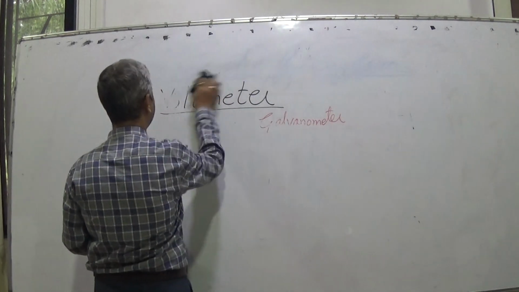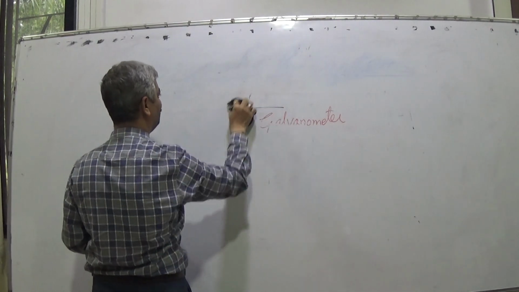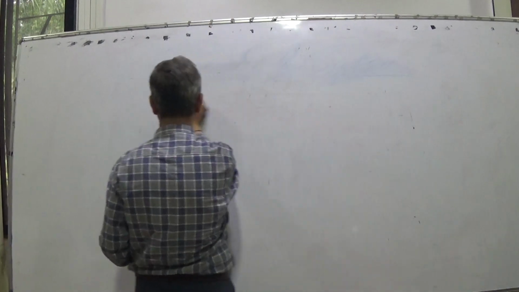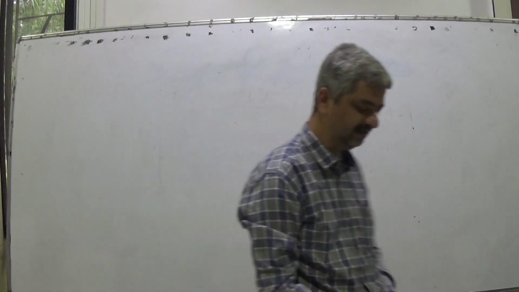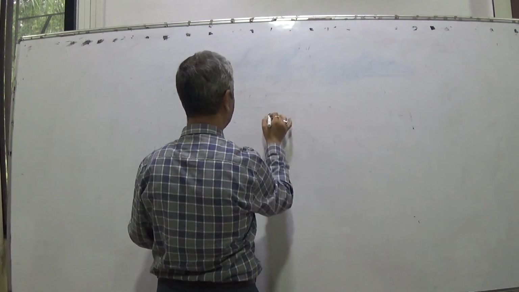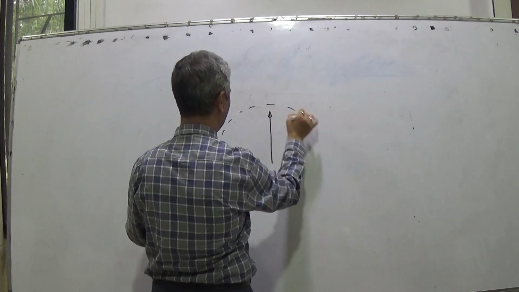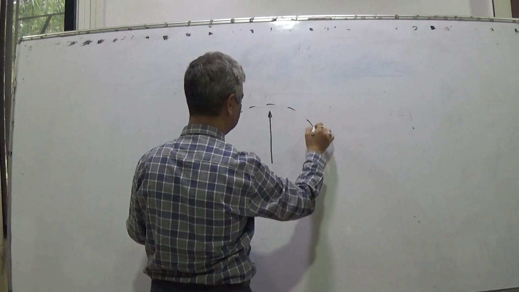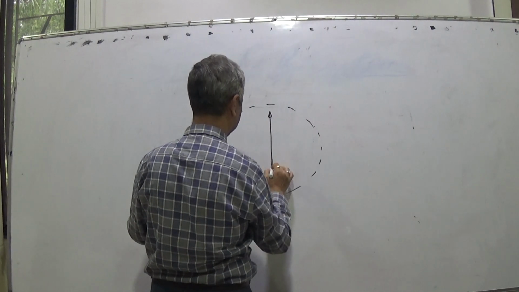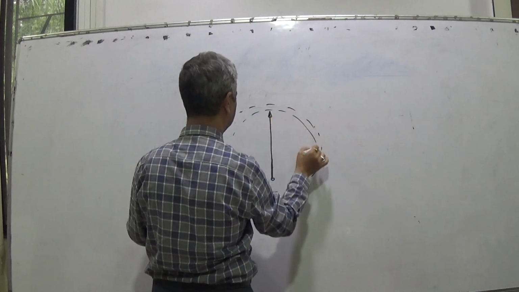So what is a voltmeter? A voltmeter is a moving coil galvanometer connected with a very high resistance in series. And let it be a center zero galvanometer. So what you have got is this one. And this is the scale.